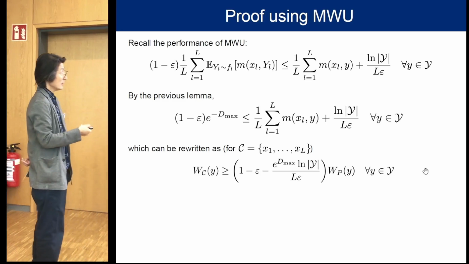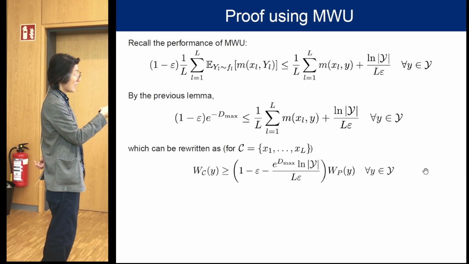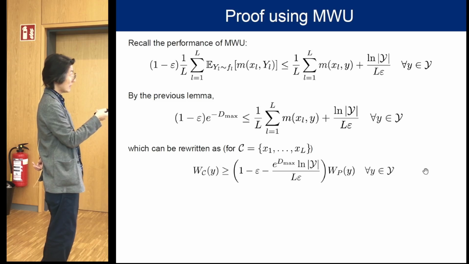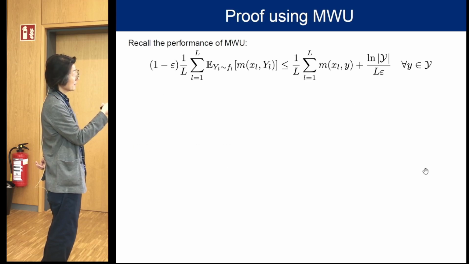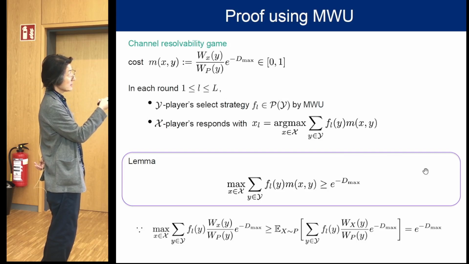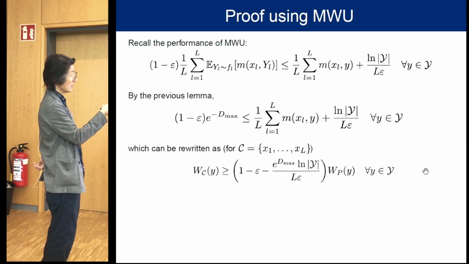And then we construct the channel resolvability code from the sequence of X player's strategies. And for the WC constructed in this manner, we can rewrite this formula like this formula. Recall that the cost is this.